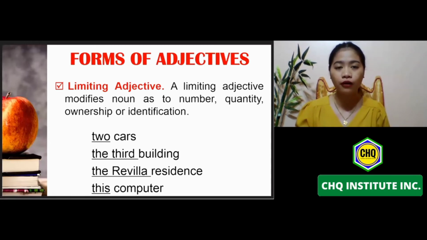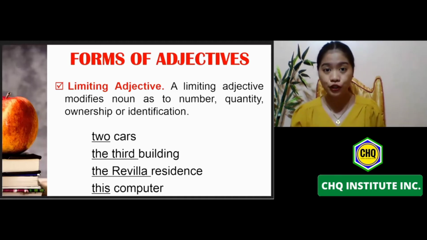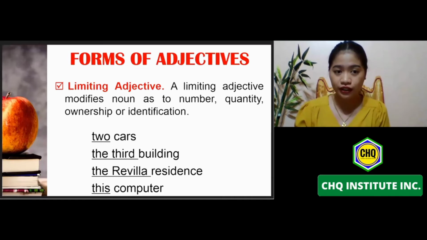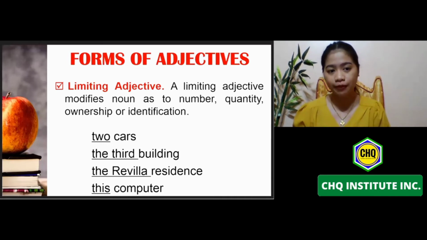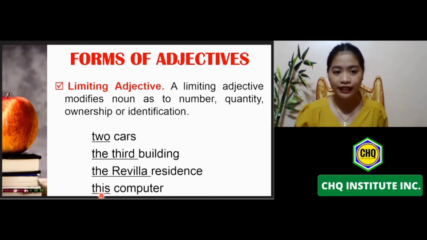Say for example, an apple. So through the use of an article, we know how many apples we have. So when we say an apple, it means that we only have one apple. So another one is the demonstrative adjective. The demonstrative adjective under the limiting adjective answers the question, which one? Such as this example. This is what we call demonstrative adjectives.